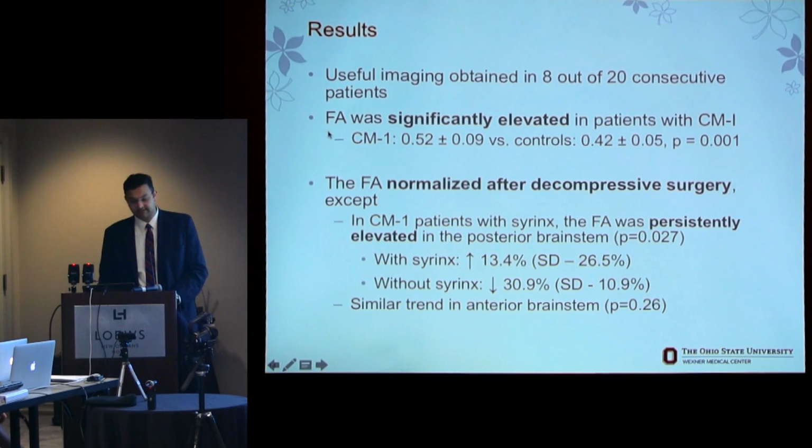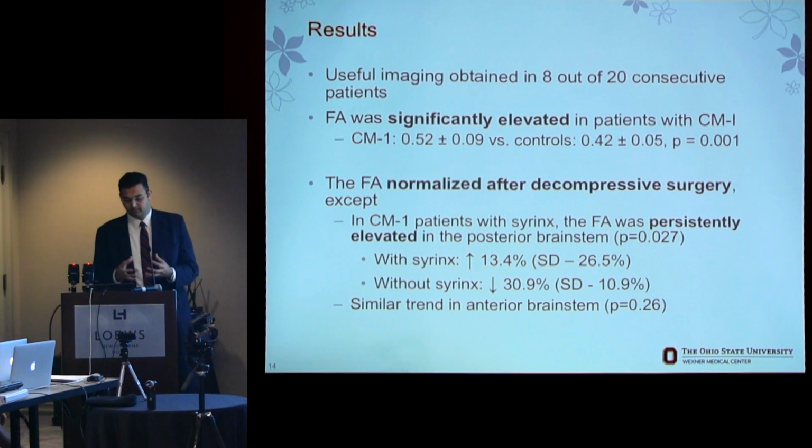The summary of the results is as follows, and I'll show you some figures afterwards. FA was significantly higher in Chiari patients as compared to controls. So as we discussed before, with brainstem external compression, more anisotropy could lead to increased FA. In Chiari patients, the FA was 0.52, in controls it's 0.42. And since it's a scalar metric, an increase of 0.1 is a significant increase.